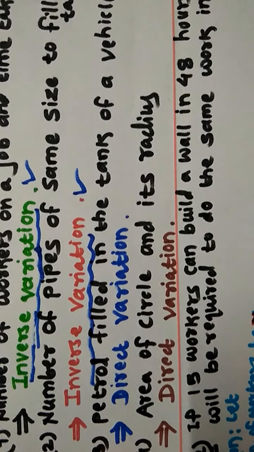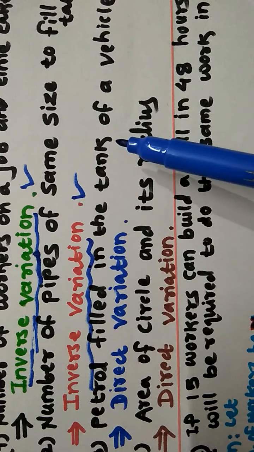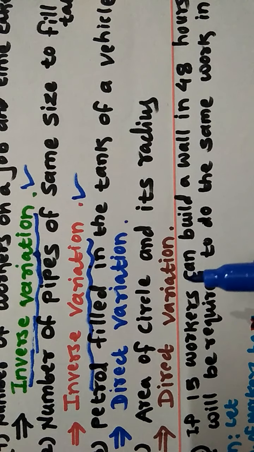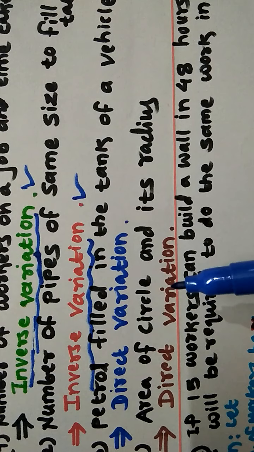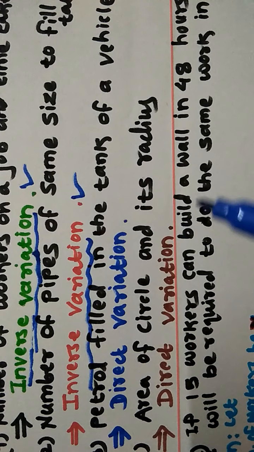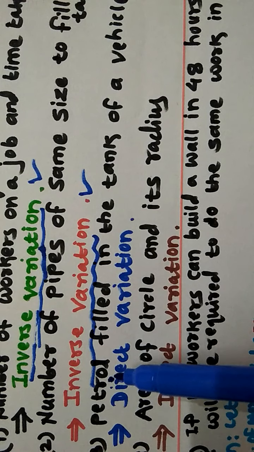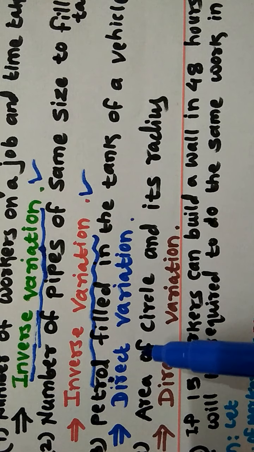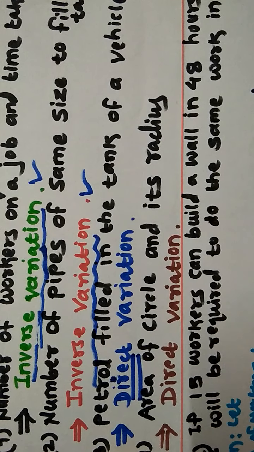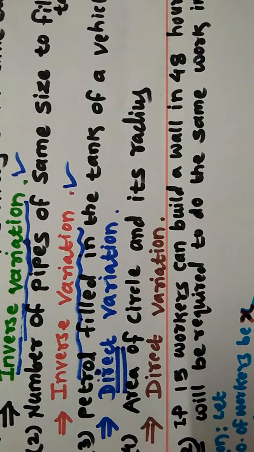Third example. Petrol filled in the tank of a vehicle and its cost. Now here we remember that as the quantity of petrol increases, cost also increases. Therefore, there is direct variation. Remember that. Therefore, it is not an inverse variation, it is a direct variation.